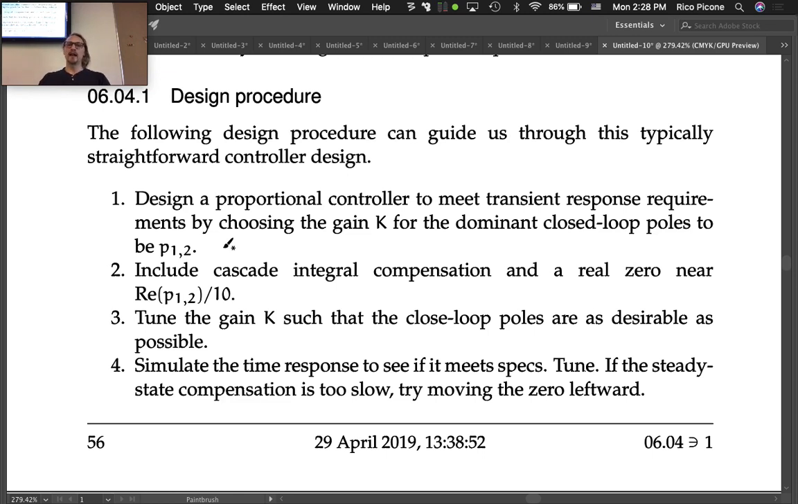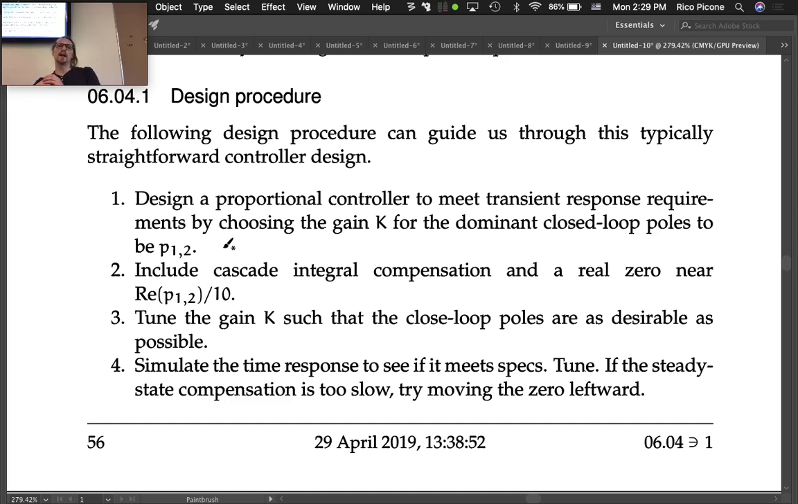So then tune the gain such that the closed loop poles are as desirable as possible. When you put that integral compensator in there in step 2, you are going to affect the root locus. Even though you're trying to not affect it too much, you'll affect it a little bit because the pole and the 0 don't perfectly cancel. So the root locus will move a little bit, right? And you're going to want to retune your gain to get your controller performance for the transient response as optimal as possible.